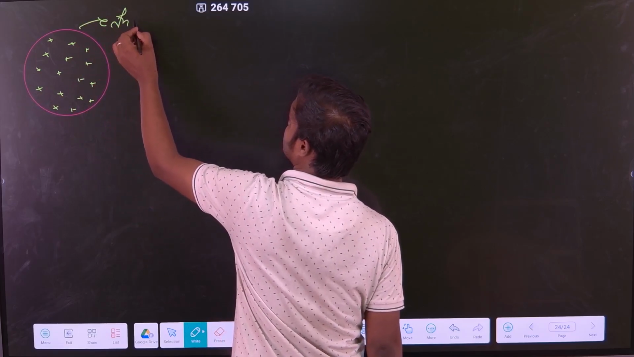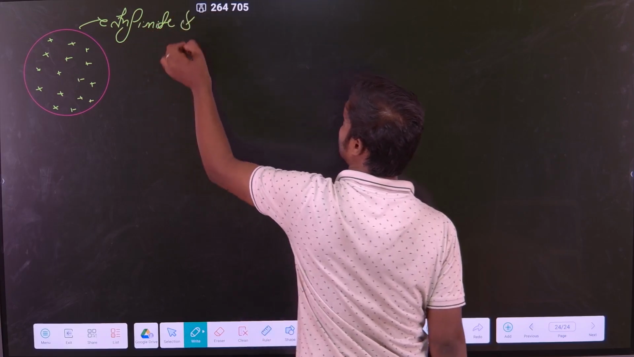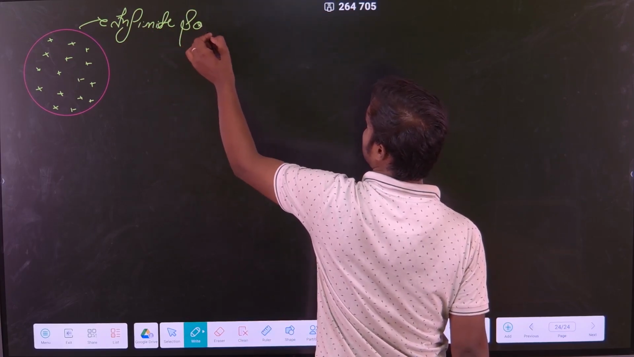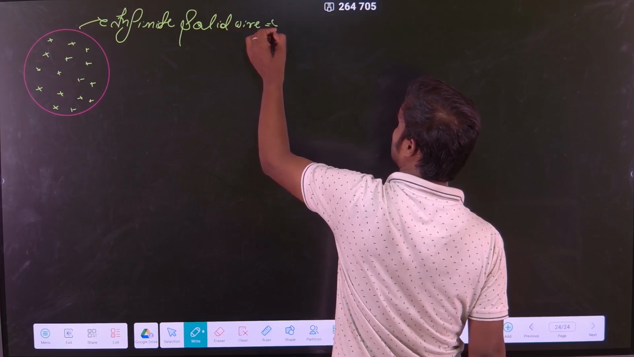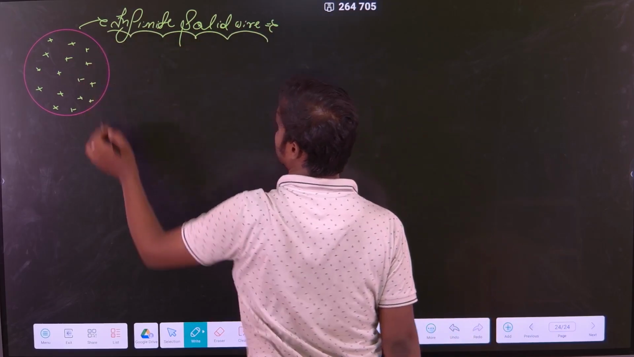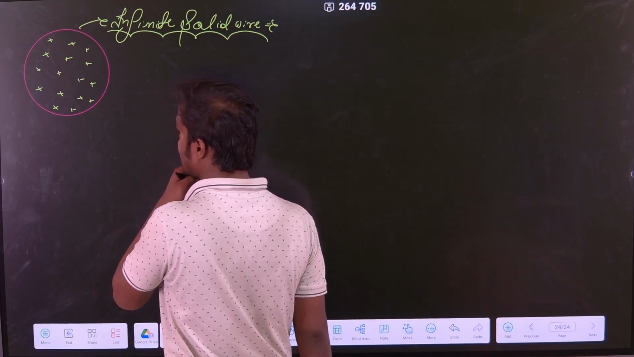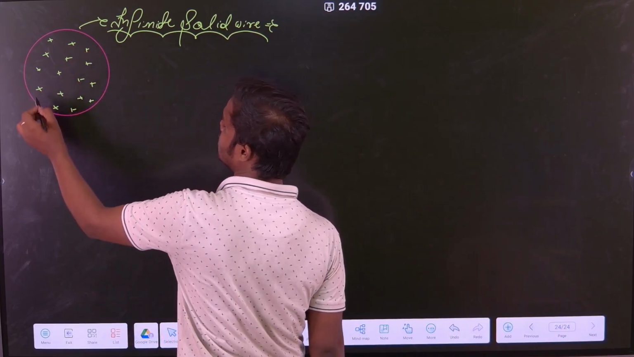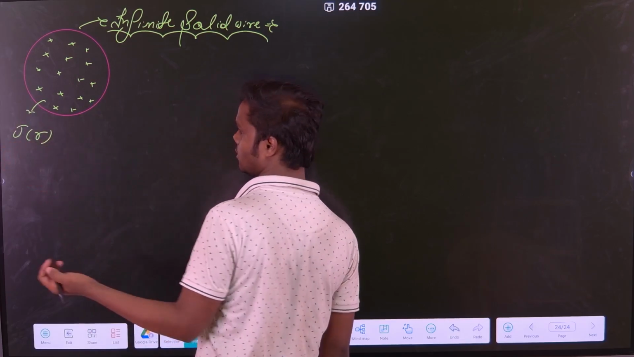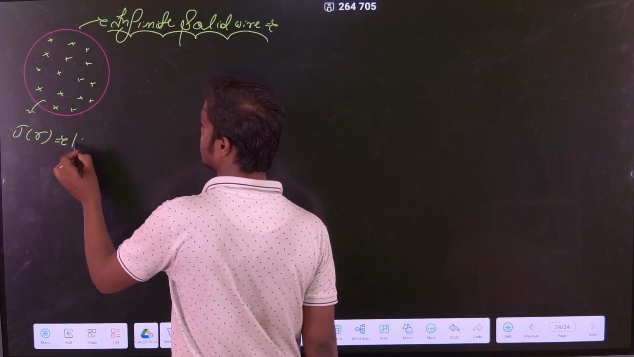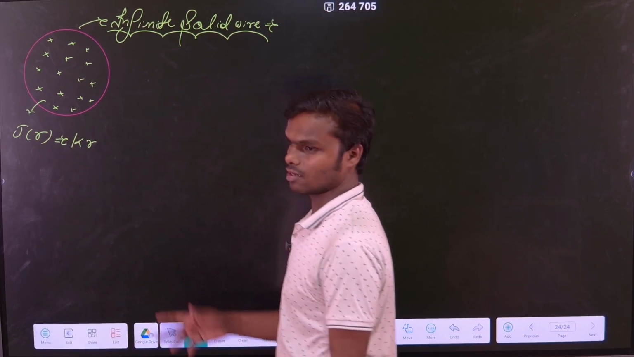Let me write it, otherwise some people will not be able to understand. Infinite solid wire. The infinite solid wire, and the current is going inside. And one more thing, the current density is a function of r. Some function of r is given. Let us take that function of r as some constant k into r.